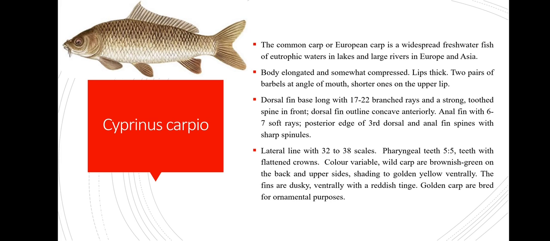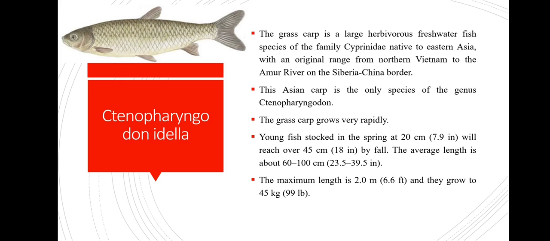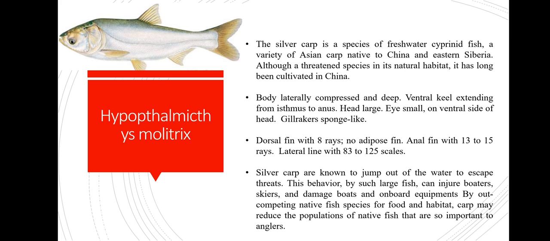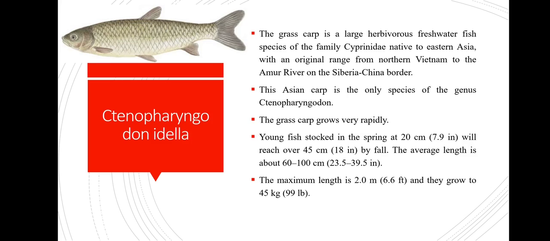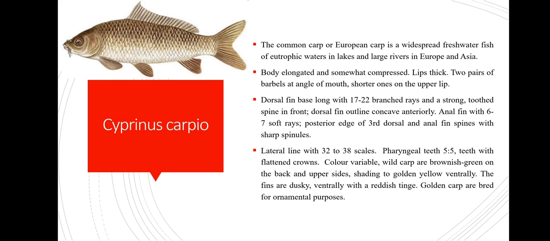Three exotic fishes in our syllabus are Cyprinus carpio, Ctenopharyngodon idella, and the third, Hypophthalmichthys molitrix. First, we describe Cyprinus carpio. Cyprinus carpio is the common carp, also called European carp, a widespread freshwater fish of eutrophic waters in lakes and large rivers in Europe and Asia.